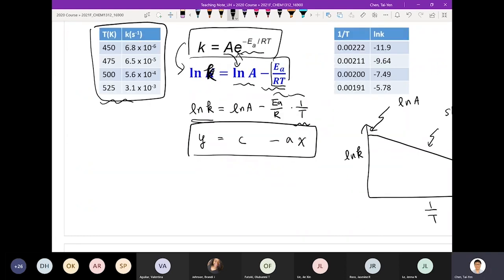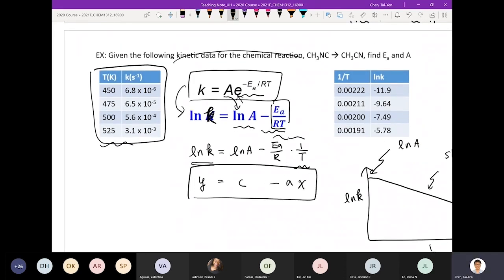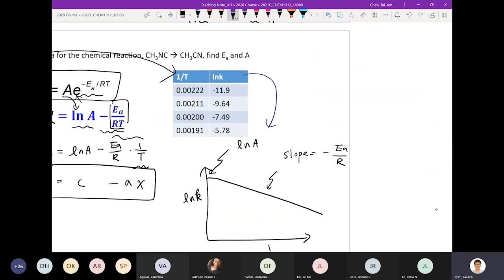For scientists, they measure the k at different temperatures. Once they have this table, what they do next is convert it into 1 over T, and on the y-axis it becomes natural log k. They plot these out, so they can fit the points to get the slope and then get your natural log A.